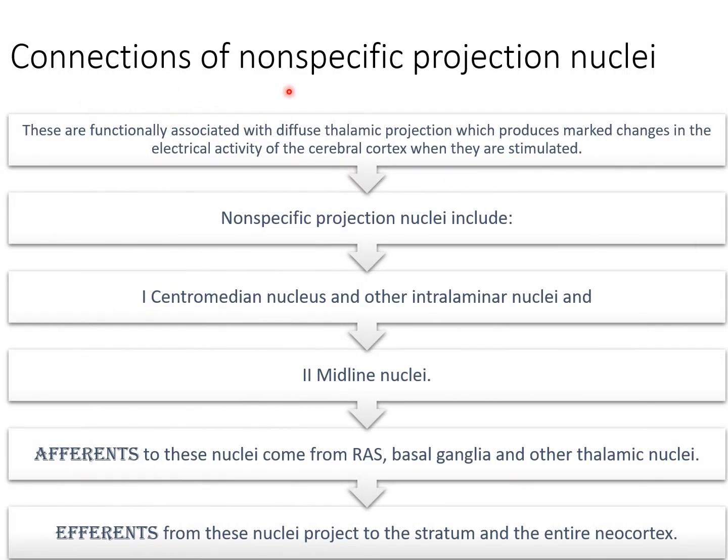So, first of all, the connections of non-specific projection nuclei. These are functionally associated with the diffuse thalamic projection, which produces marked changes in the electrical activity of the cerebral cortex when they are stimulated. The non-specific projection nuclei include the centromedian nucleus, other intralaminar nuclei and the midline nuclei. Afferents to these nuclei come from the reticular activating system, basal ganglia and other thalamic nuclei, and efferents from these nuclei project to the striatum and the entire neocortex.